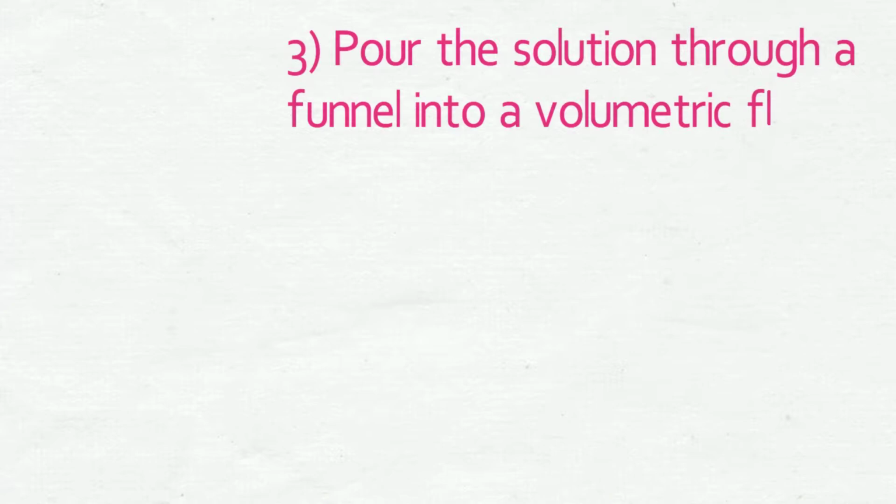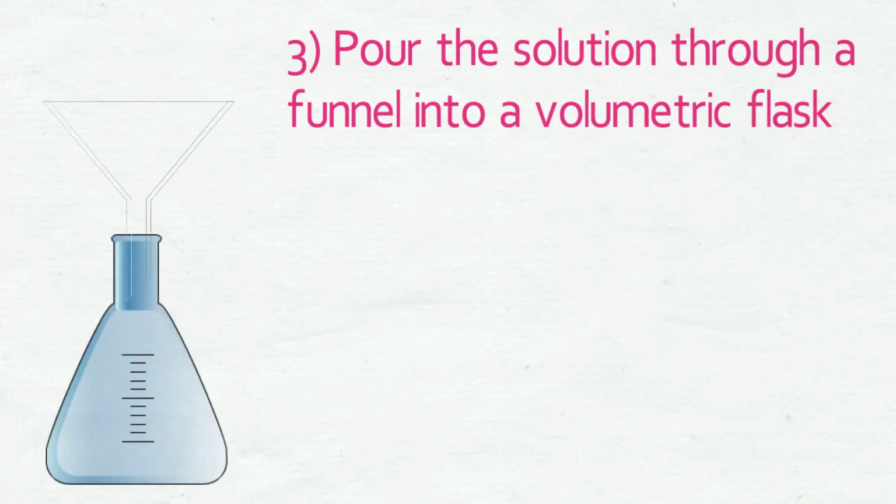After all the solute has dissolved, we pour it through a funnel into a volumetric flask. We need to choose the correct flask for the volume that we are measuring. We also use a funnel, and this is so that we make sure that all of the liquid is poured into the volumetric flask and none of it is lost.